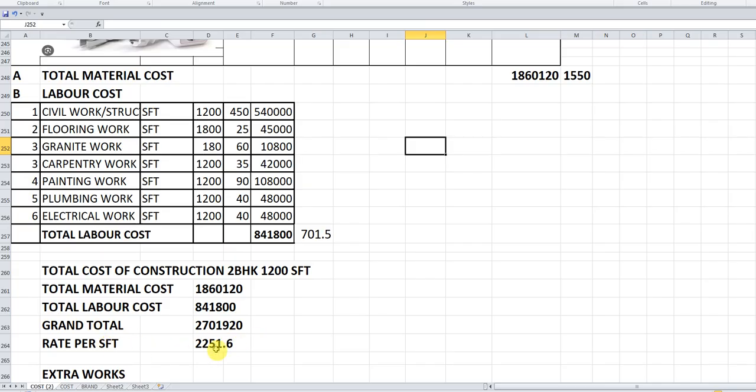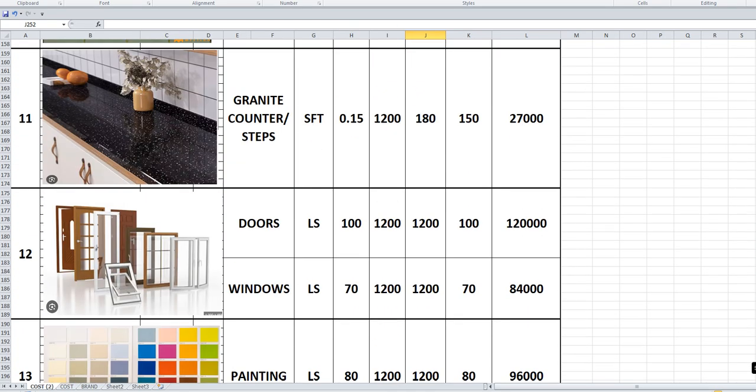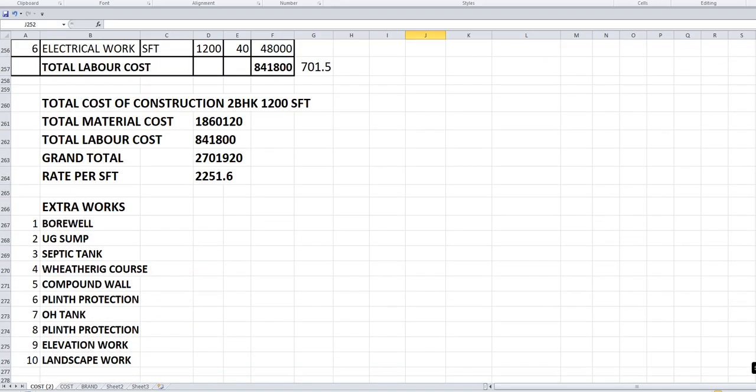27 lakhs 1,920. So the rate per square feet is about 2,251 rupees. So this is the total cost, the way of working with a quick estimation. This can be done in 10 minutes, and it can be discussed with the client in detail as a preliminary estimate, so that it builds confidence for the client as well. Of course, a review of these coefficients is required from time to time based on your plans and practices.